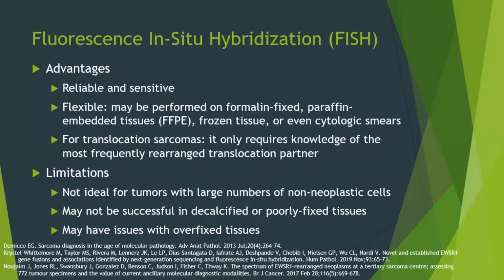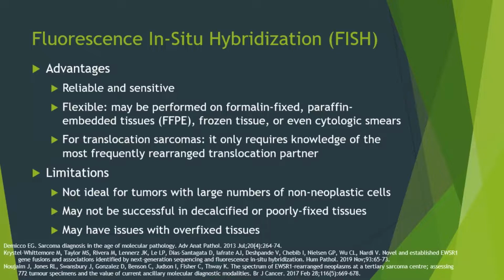So for promiscuous genes such as EWSR1, more on this later, it will not give you the specific translocation. It will only give you information that EWSR1 is translocated. FISH also has its limitations. FISH is not ideal for tumors with a large number of non-neoplastic cells.